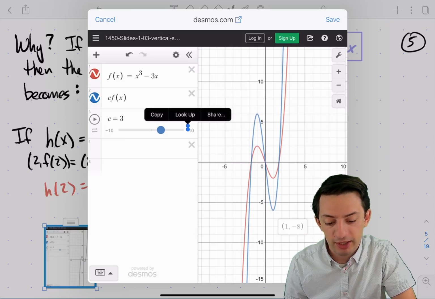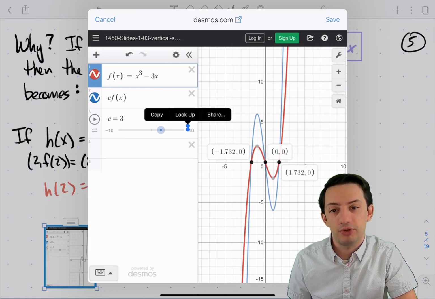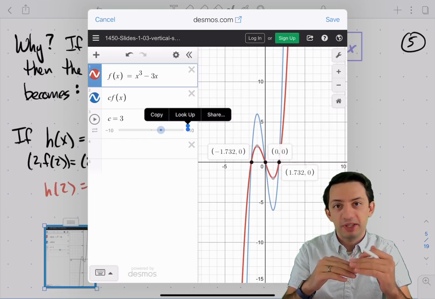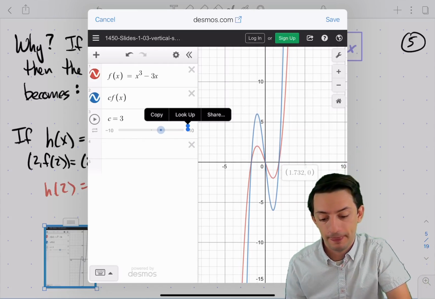Notice that whenever it's 0, it stays 0, because if you multiply 0 by anything, it stays 0. So those never change, but everything in between gets stretched.